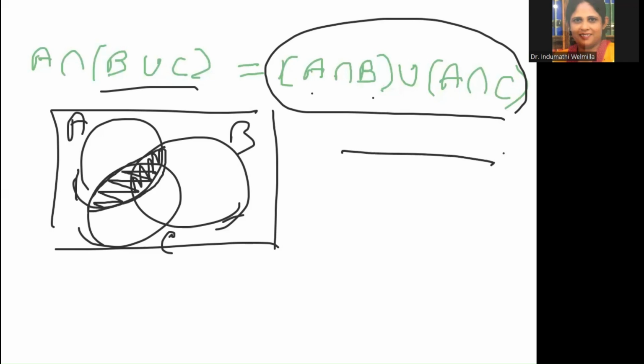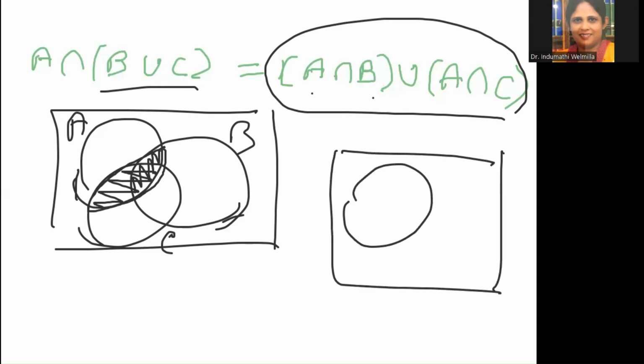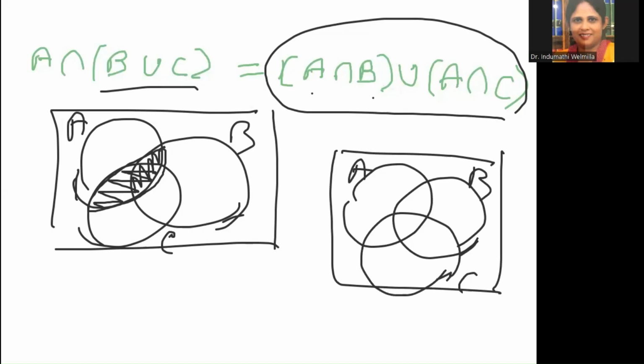Same thing we can do in another chart, A, B, C, considering the other side. B union A, right? What is B union A? B union A is this part. And what is the A? I colored A. This is the A.